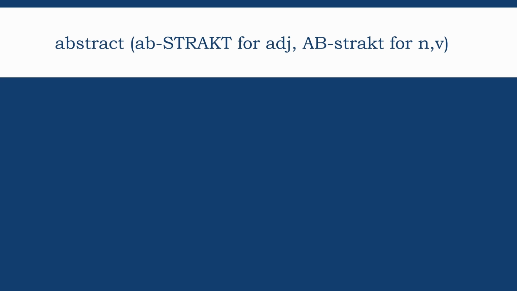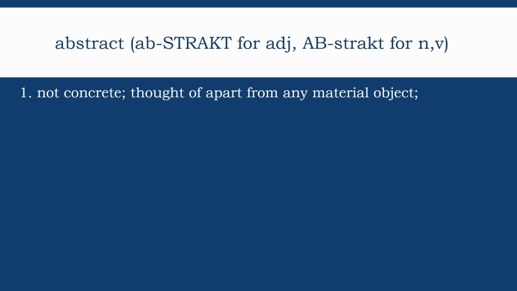Abstract. The stress is on the second syllable. Abstract. It's an adjective. It can also be used as a noun or a verb. So when you use it as an adjective, it means not concrete. It's not something that you can see. It doesn't have a physical form. You can't touch it. You can't smell it. You can't taste it. It doesn't have a solid concrete form. Something like that is abstract.